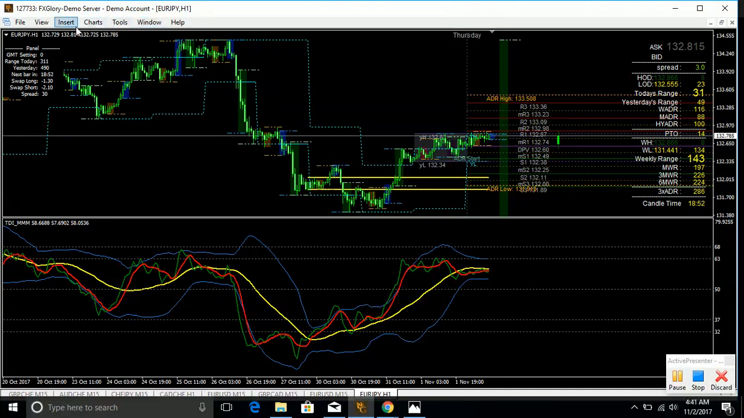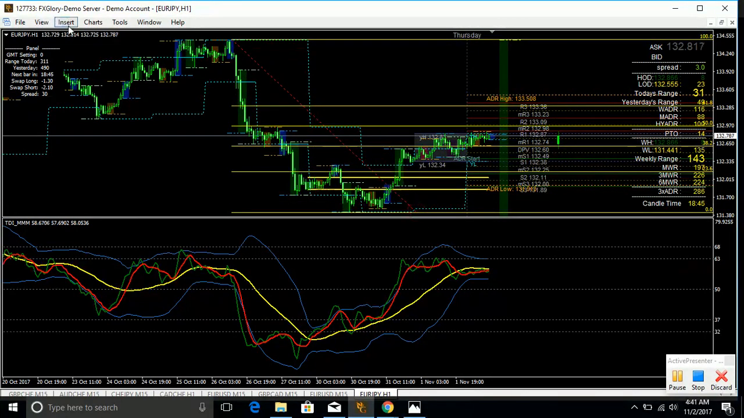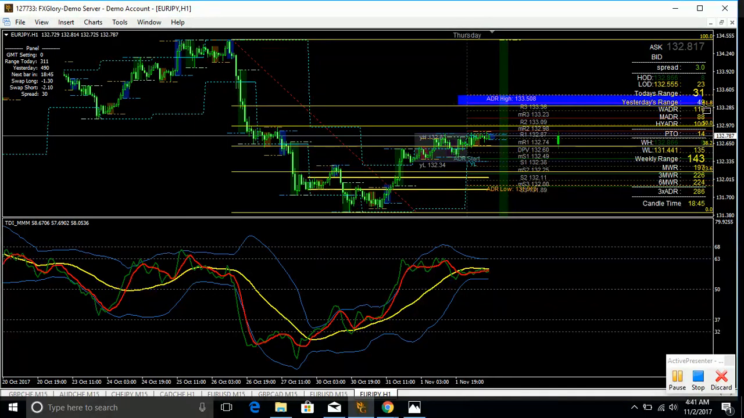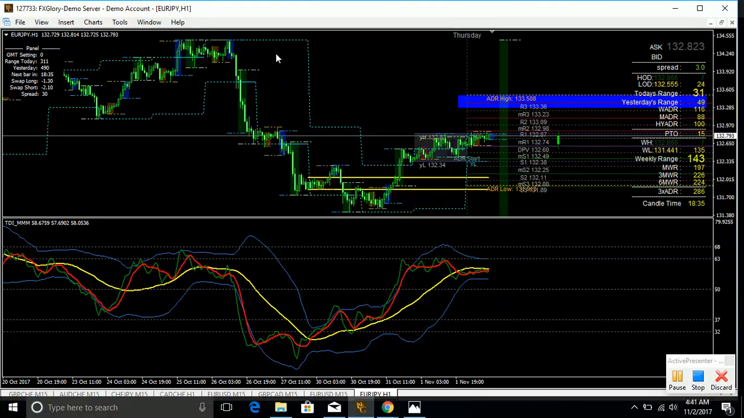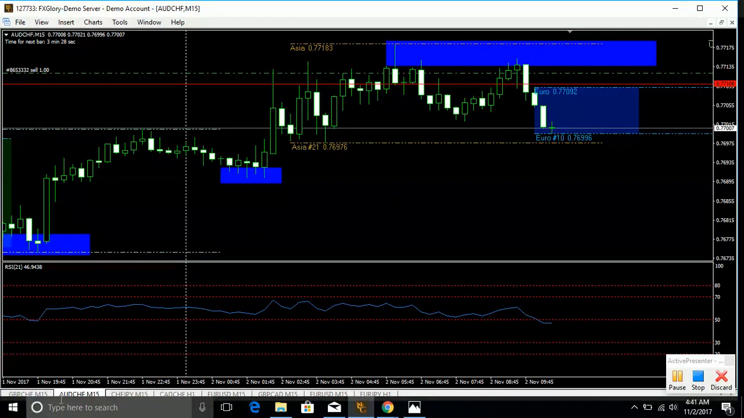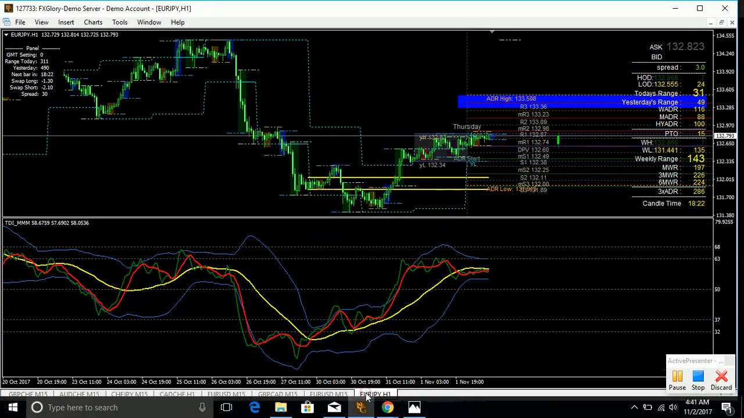Now, if we can just look at this and use our Fibonacci from high to low, we'll take it from here, put it here, and we'll have a 61.8 right in here. So if we remove this, there we go. Okay, so we have our potential high right in there anyway. Aussie CHF still looking good. Pound CHF looking great.